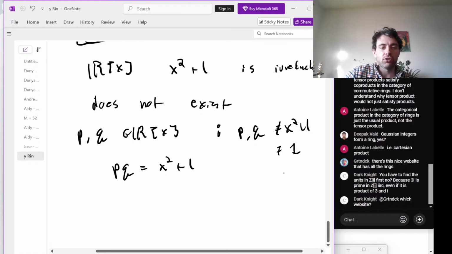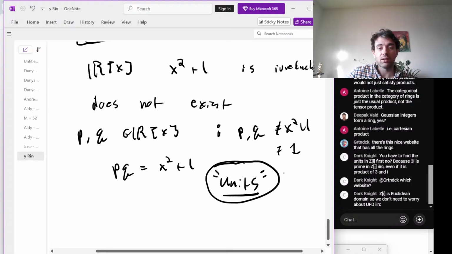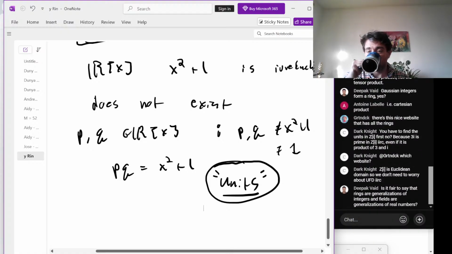We also need to generalize the notion of units a little in order to talk about this more generally, which just deals with multiplicative inverses in the ring.